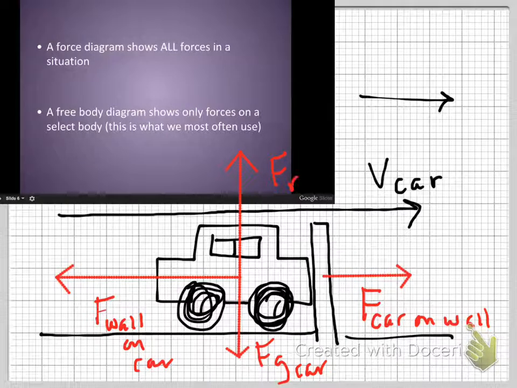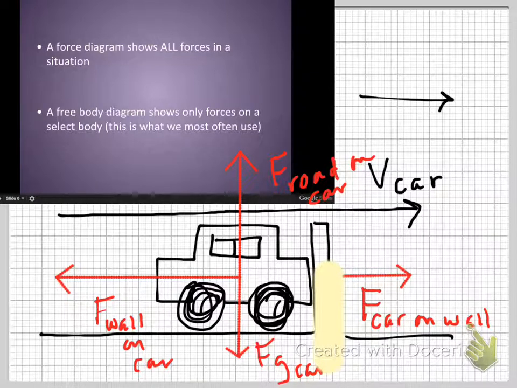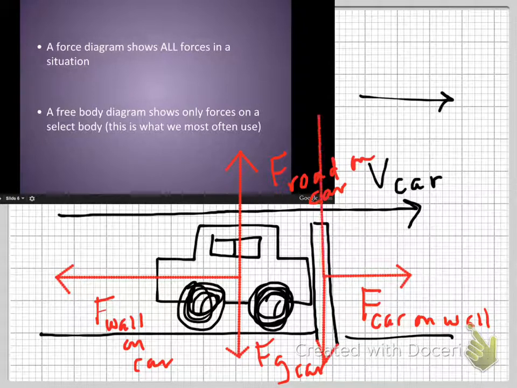Here we have force of the road on the car. The road is exerting an upward force. There's a name for that, but you don't know it yet. You won't know that until we get back from break. So there are a whole bunch of forces. Is there a gravitational force on the wall? Yeah, there is. There's a force of gravity on the wall. Is there a force of the earth pushing up on the wall? You betcha.